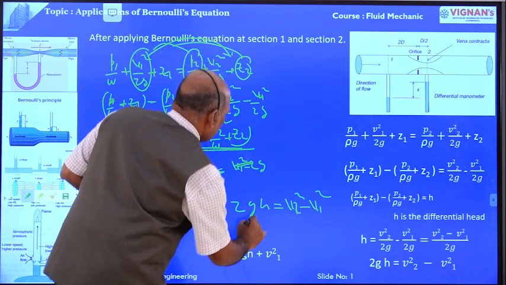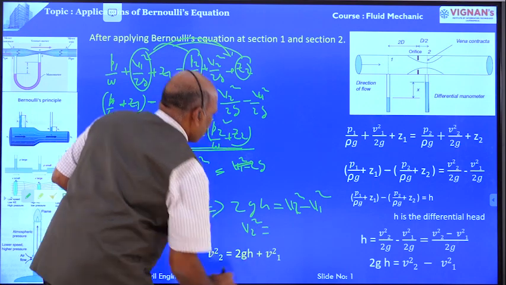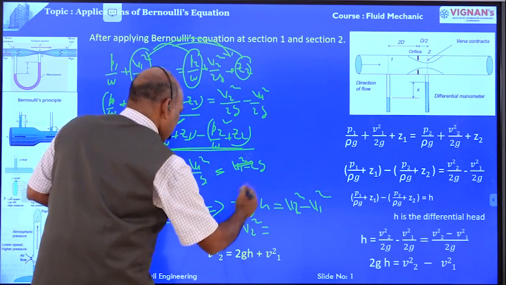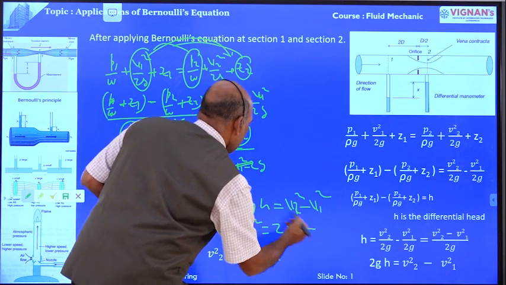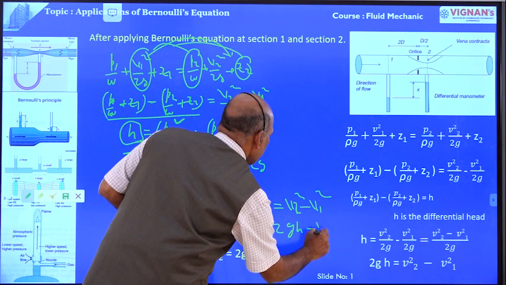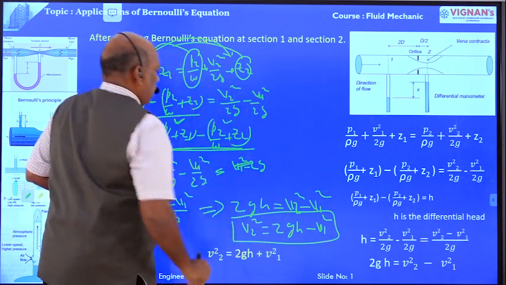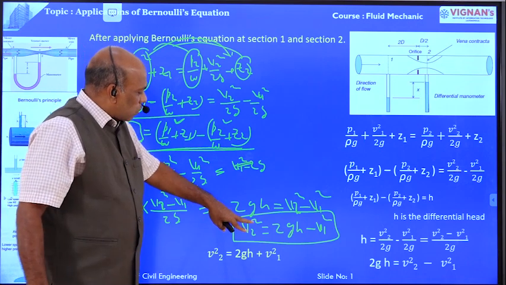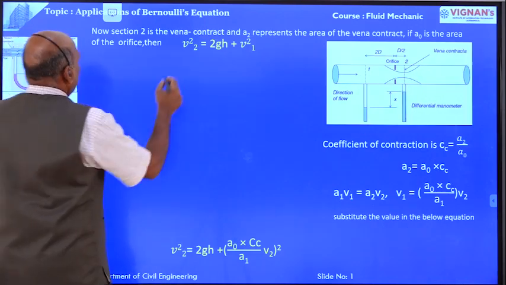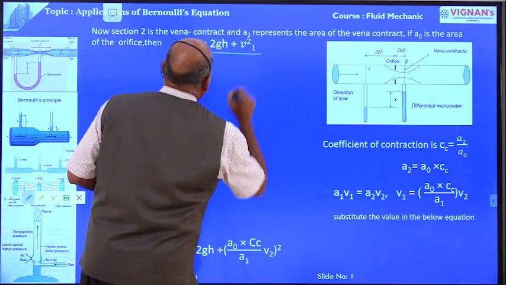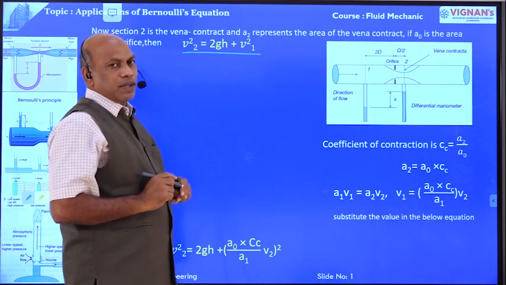Then V2 square is equal to 2GH plus V1 square. This is the relation between V1 and V2. V2 square is equal to 2GH plus V1 square. This is the equation we have in the earlier slide.